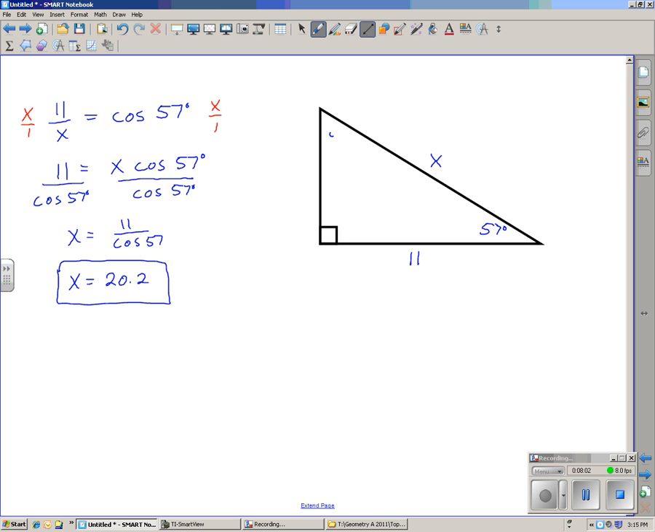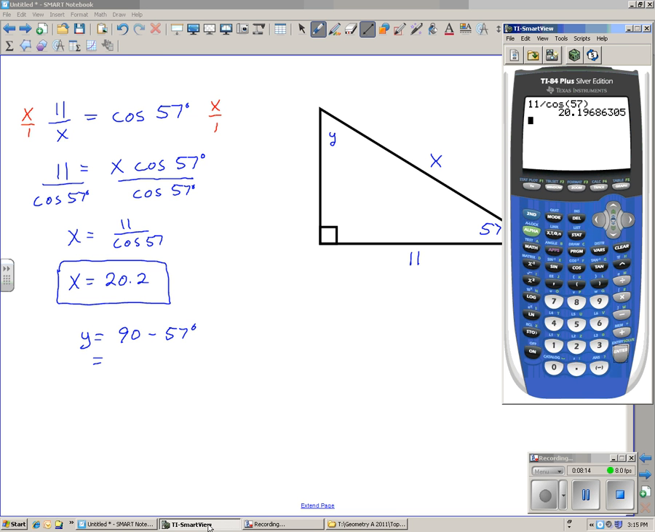Now I could also find this missing angle. How about what's this angle over here? Now that angle y is equal to 90 minus 57 degrees, and that is equal to whatever 90 minus 57 is. 90 minus 57 is equal to 33 degrees.